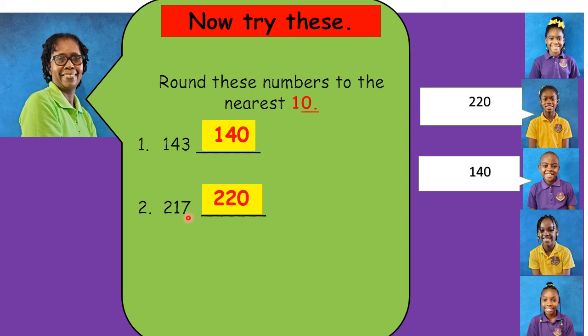Is 7 4 or less or is 7 5 or more? And we know that 7 is 5 or more. So because 7 is 5 or more, we are going to round up. How do we round up? Remember, we add 1 to the digit in the tens place, and then we change this digit in the ones place to 0. So we are going to add 1 to this one and we are going to get 2, and then we are going to change this 7 to 0. So that is how we get 220. Clap yourselves.